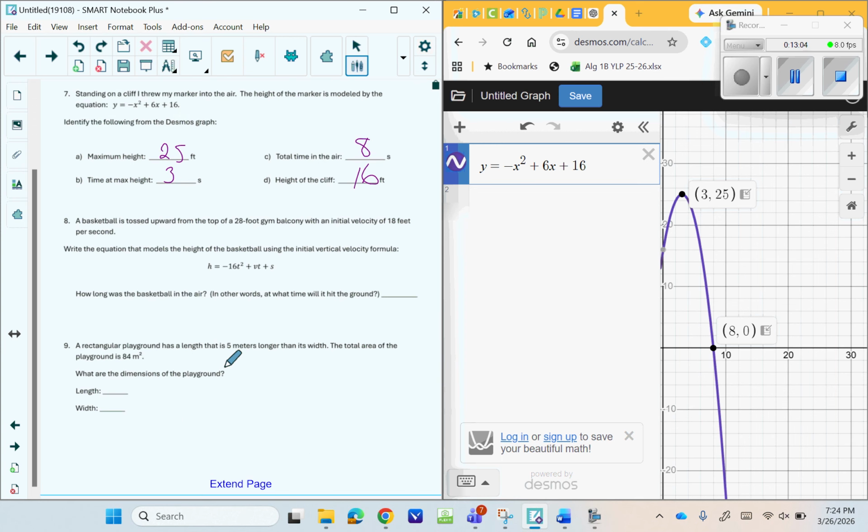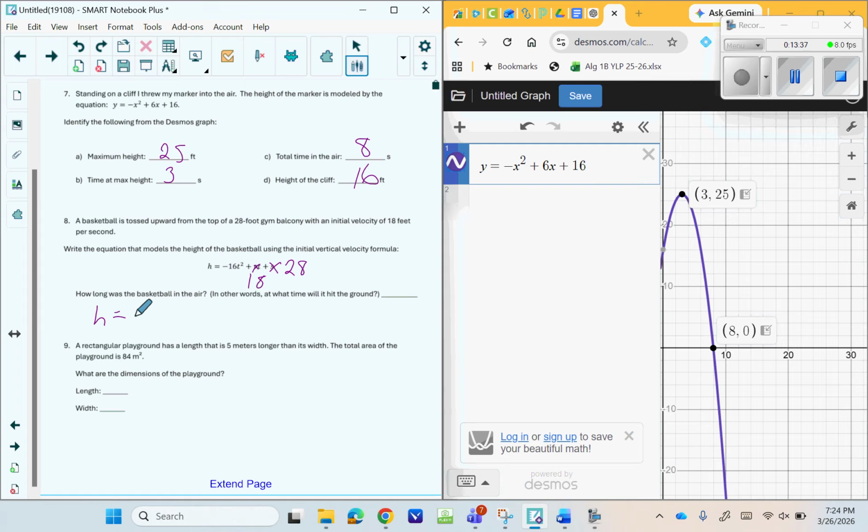Okay, number 8. A basketball is tossed upward from the top of a 28-foot gym balcony. Okay, so this one just gives us the generic formula. So we need to know where to put this in. Okay, so S, that's our starting height. So that's 28 feet. The initial velocity, that's going to be 18 feet per second. And then write the equation that models the height of the basketball. Okay, we just kind of did that. How long was the basketball in the air for?